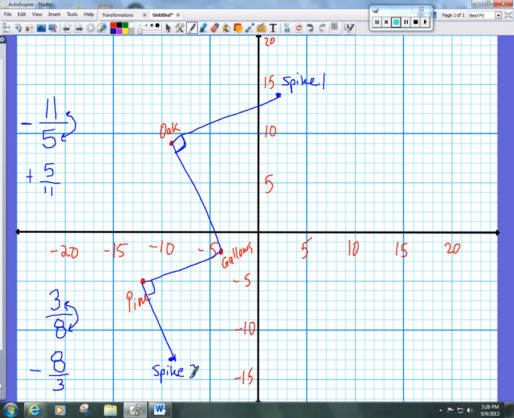2. Now it says reflect spike 1 over the line y equals x. Well, y equals x has a slope of 1, so I start at my origin, and I go up 1 over 1, and I put a point. Up 1 over 1, and I keep putting a point. Up 1 over 1, up 1 over 1, up 1 over 1. So it looks something very similar to this.